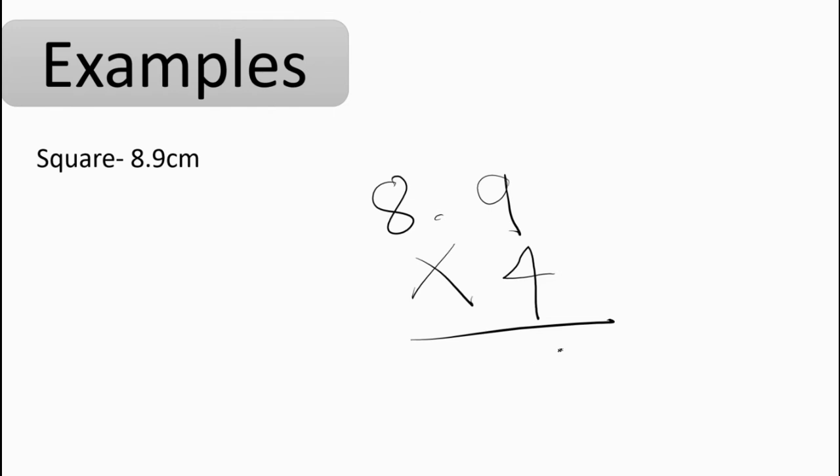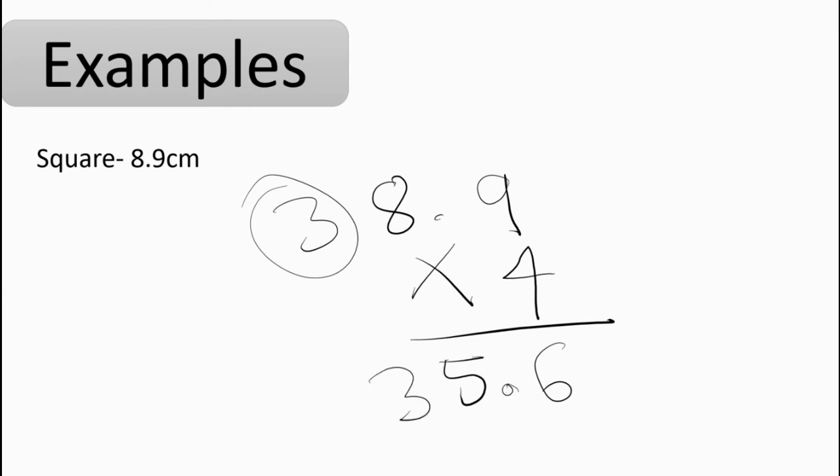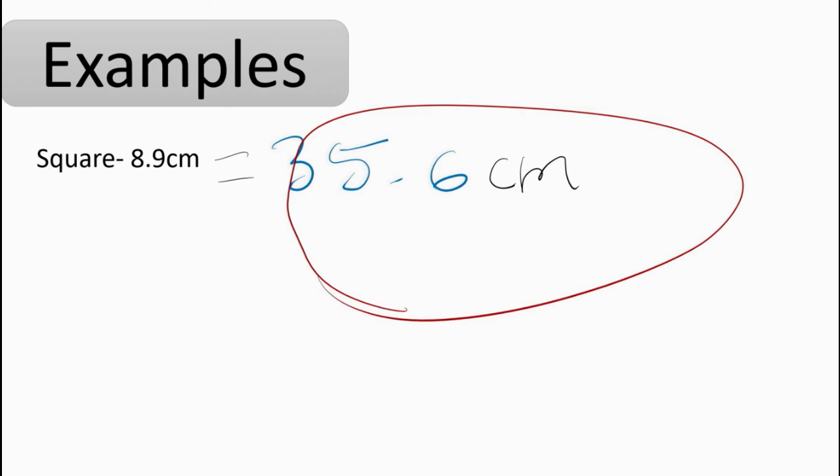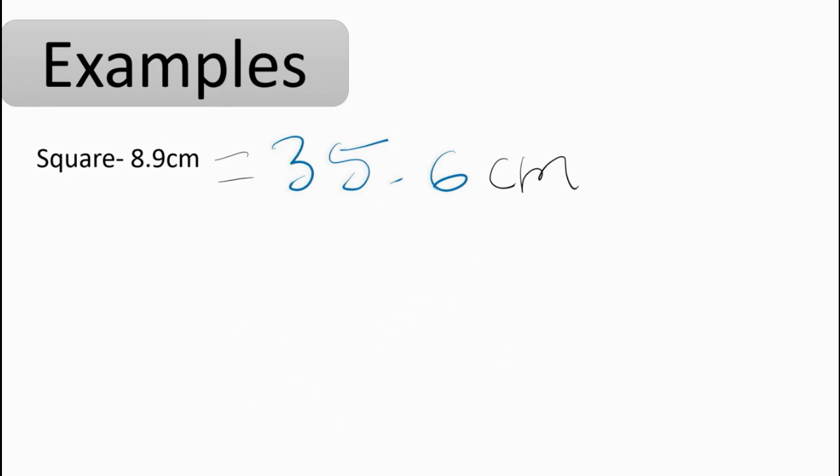So 9 into 4 is 36, 3 carry, and 4 into 8 is 32. 32 plus 3 is 35 and a point. So our answer is equal to 35.6 centimeter. Okay, so this is our answer. Okay, moving on to the next problem.